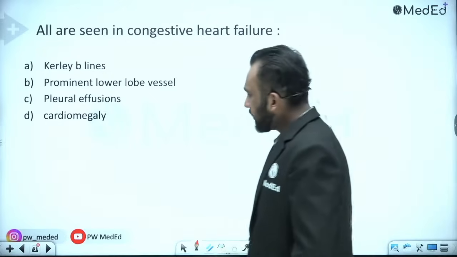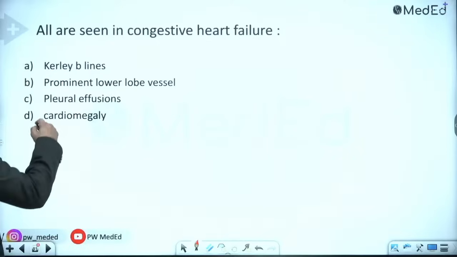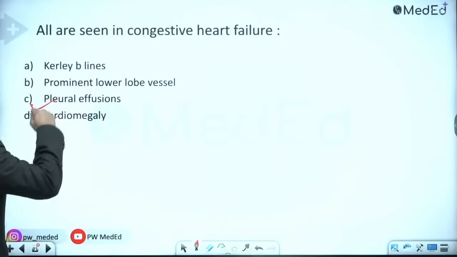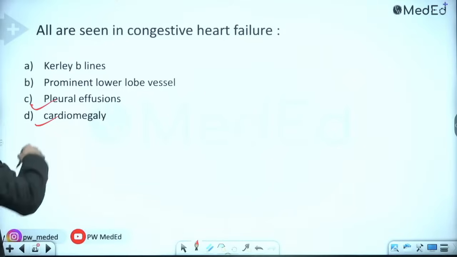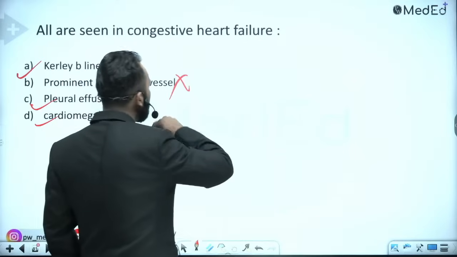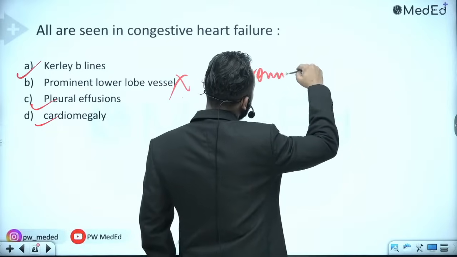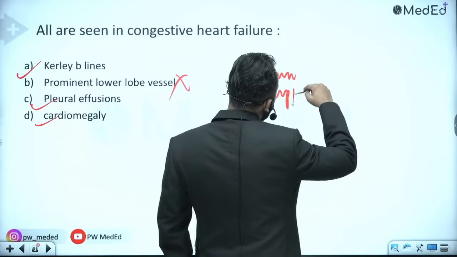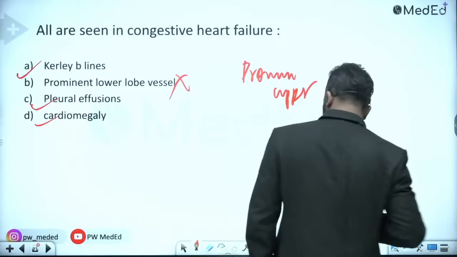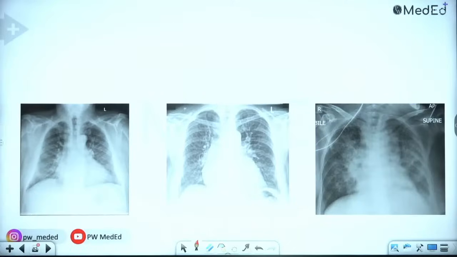So guys, in congestive heart failure, you will see cardiomegaly, you will see pleural effusions, you will see Kerley B lines. The only thing that will not be seen is prominent lower lobe vessels. You will see prominent upper lobe vessels. So let us have a look at the various stages of congestive heart failure.